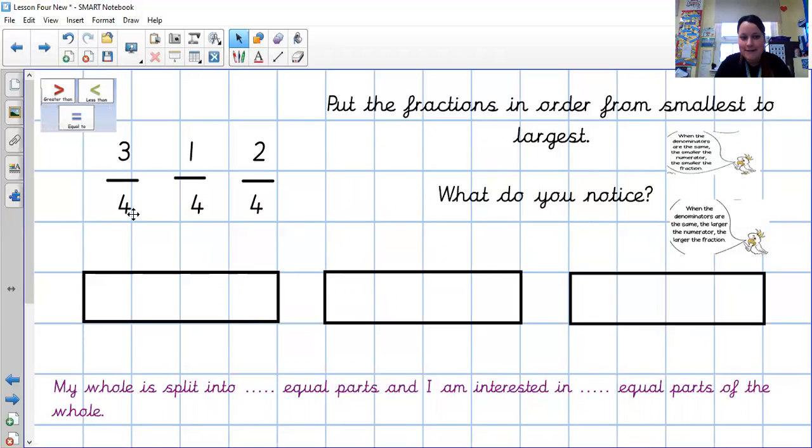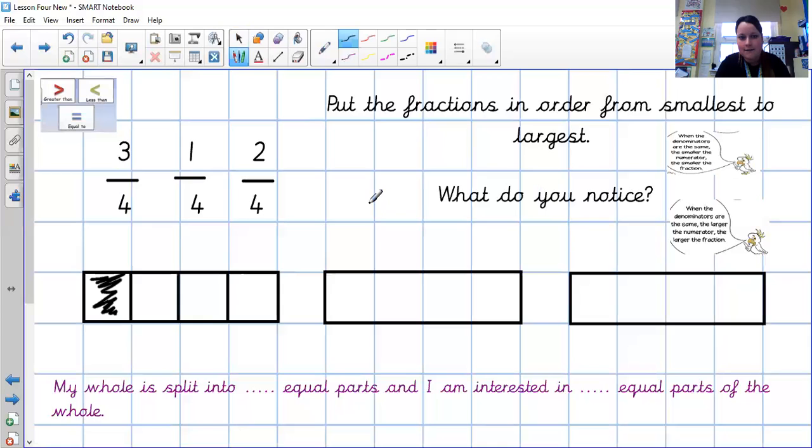Okay, so I'm going to have a go now. So I think, based on what Coco said, the denominators are the same. So the smaller the numerator, so the smaller numerator is 1, the smaller the fraction. So I think it must be 1 quarter, because that's the smallest numerator, but I'm going to check. So I'm going to divide my whole into 4 equal parts, 1 equal part, 2 equal parts, 3 equal parts, and 4 equal parts. And I am interested in 1 of those equal parts, because that's what my numerator tells me. 1 out of 4 equal parts. So I'm going to shade in 1 out of 4 equal parts.